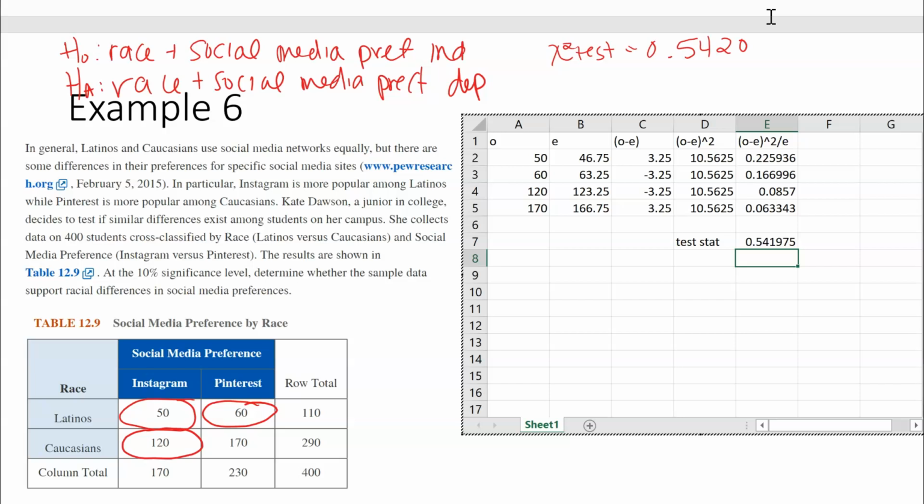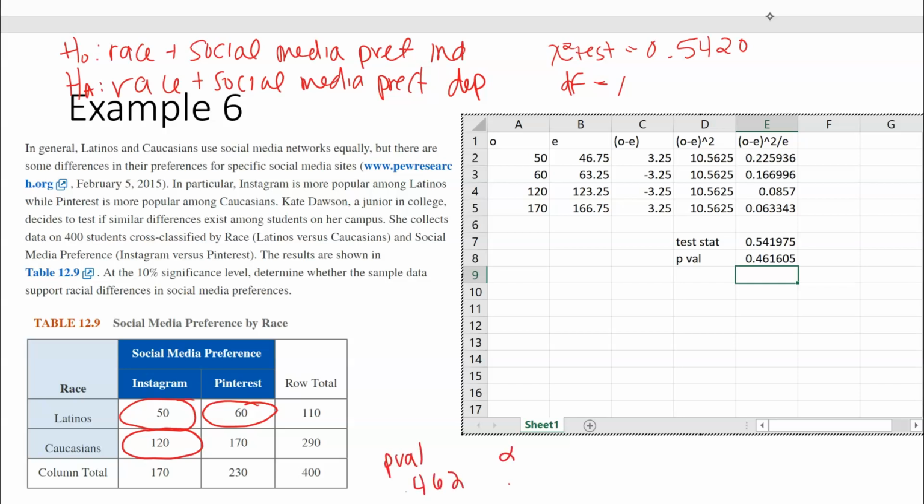We can get our p-value from our degrees of freedom. We have a 2 by 2, so that's going to be 1 again. So our p-value is going to be chi-squared dist. We got 0.54, and the less you round, the more exact your answers are going to be. We end up getting a p-value here of 0.462.